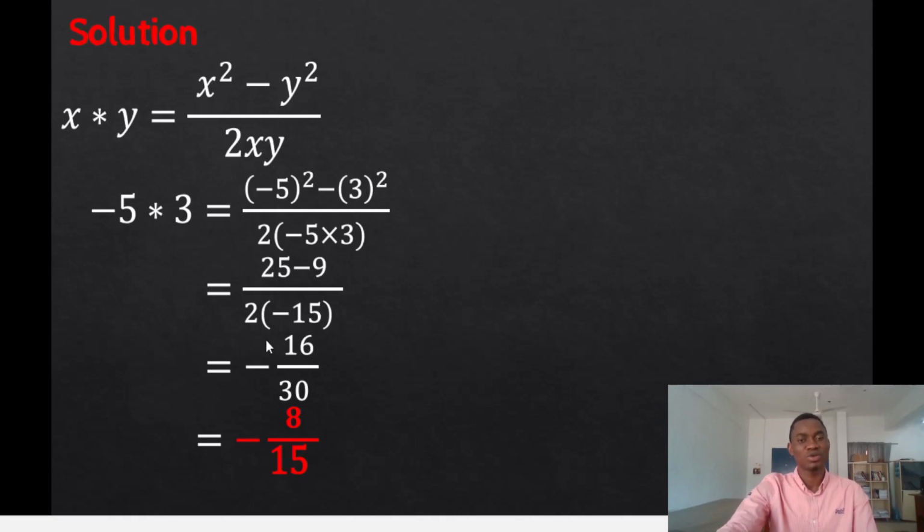So 2 can go into 16 8 times. 2 can as well go into 30 15 times. So this is much more simplified. I think it's already in its simplest form. Yeah, it's a common fraction. So the answer is what? Minus 8 over 15. That's the answer to question 4. All right. I hope it's simple enough.